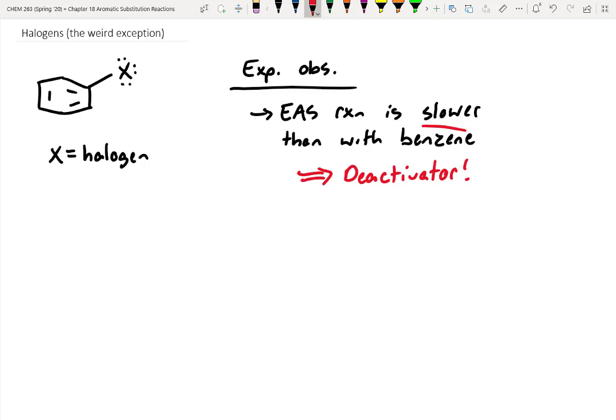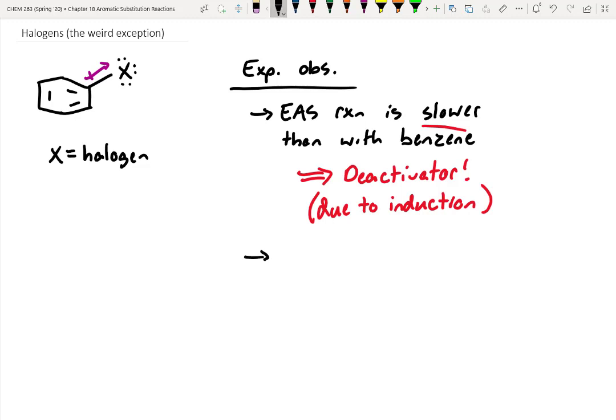The question is, why would it be a deactivator? Well, we know that a deactivator pulls electron density out of the ring, making the ring less nucleophilic, right? So I would propose that this is likely due to the electronegative nature of halogen atoms. So we could say that it's a deactivator, and the best reasoning we can come up with is due to the inductive pull of electrons. Oop, I forgot my 2 in there, so let me slide this over and then we'll add the 2 in. So due to induction. All right, so that's a really important experimental observation.